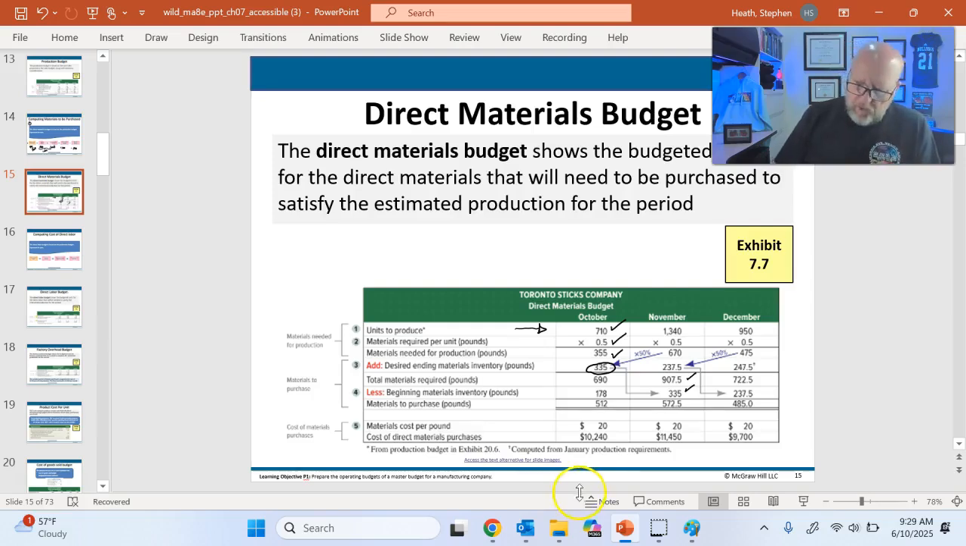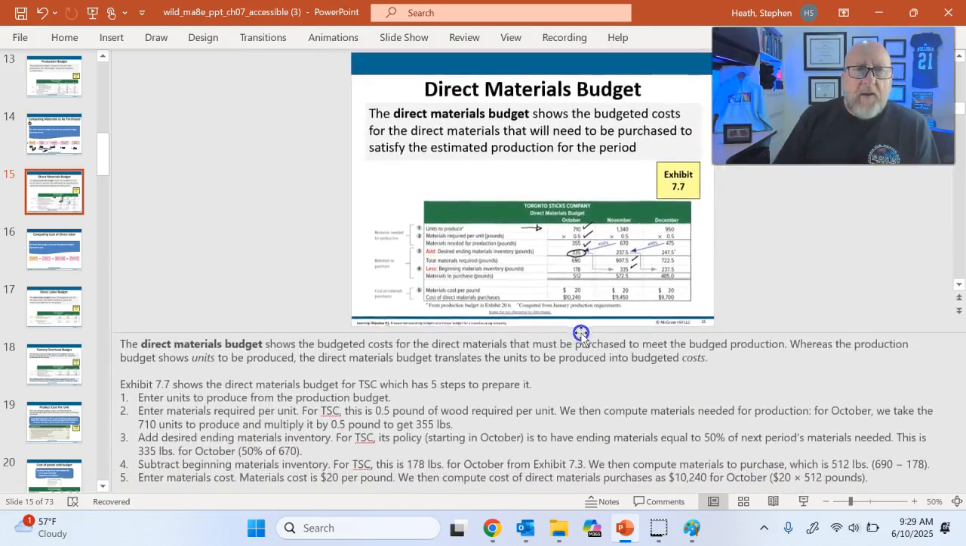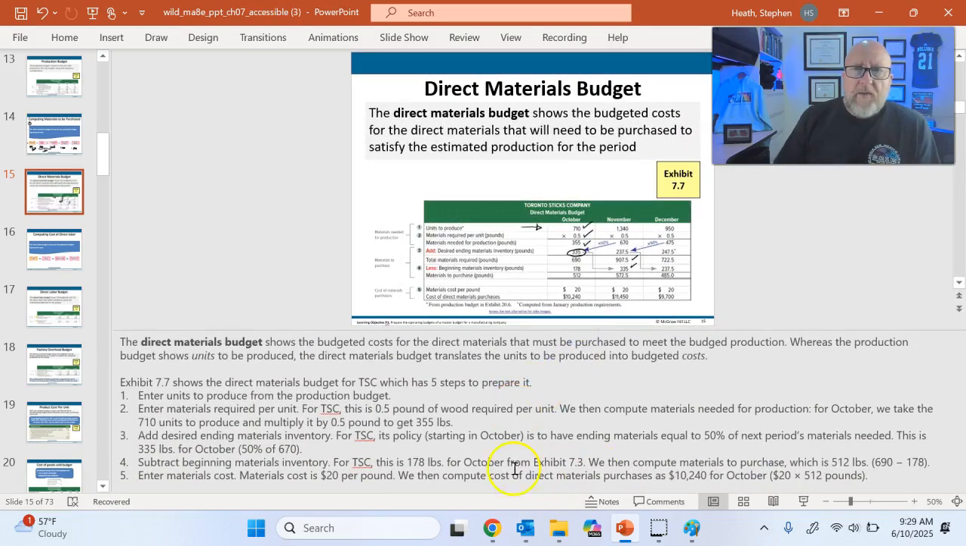Not entirely sure. Maybe it says it in the notes. So let's see. Add desired ending merchandise inventory for TSC policy.